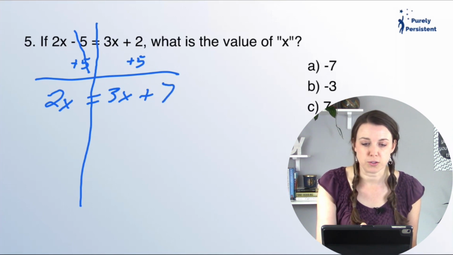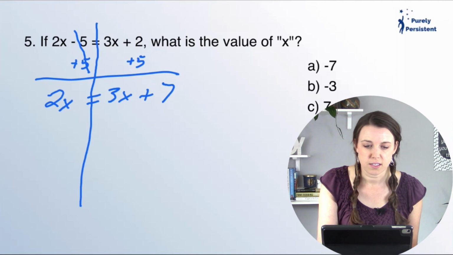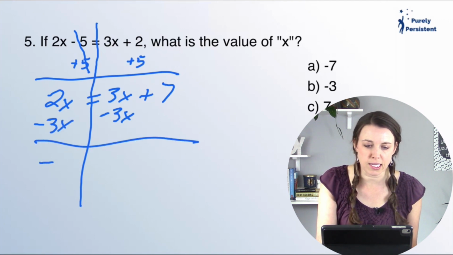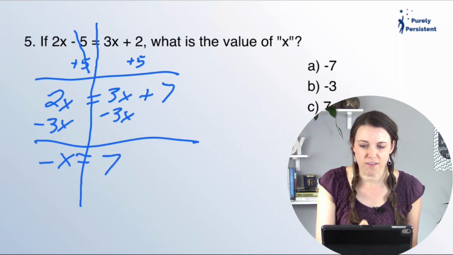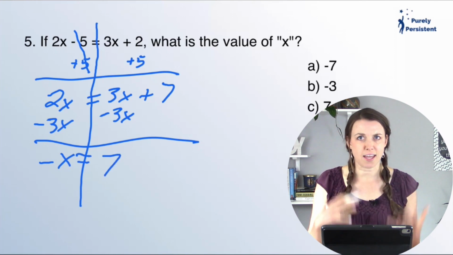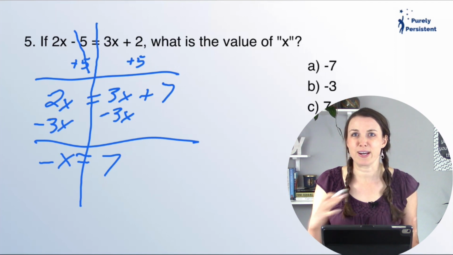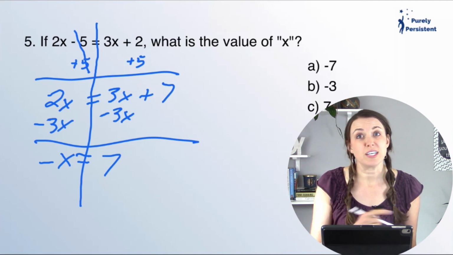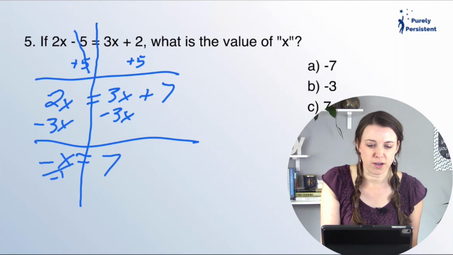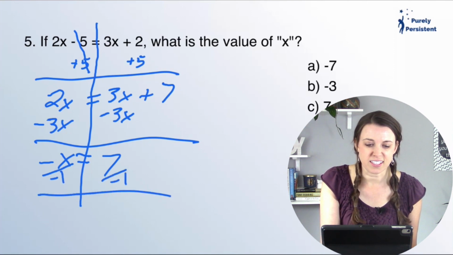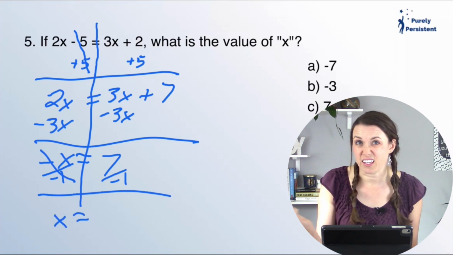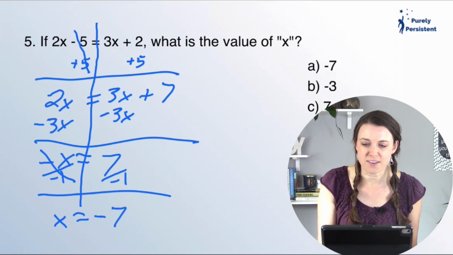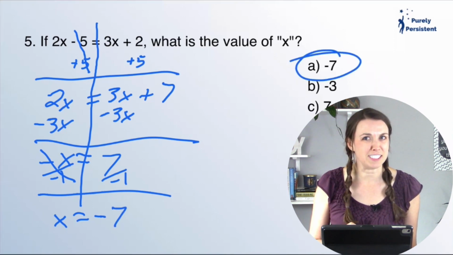Now I'm going to subtract 3x from both sides. 2x minus 3x equals negative x equals 7. So if negative x is 7, I don't want a negative x, I want a positive x, right? So I'm going to divide both sides by negative 1, and that's going to cancel out that negative. So I'm just left with x, and 7 divided by negative 1 is just going to be negative 7. So then A is my answer.